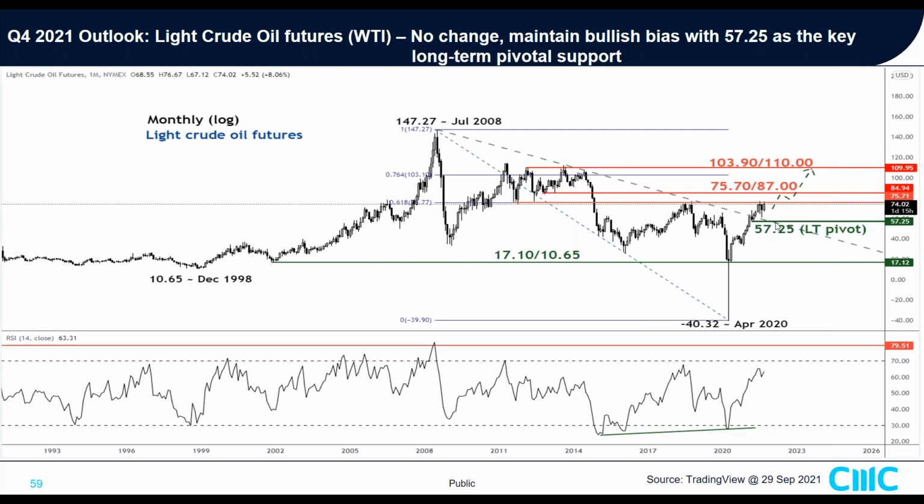But definitely, if you have a weekly close below this level at 57.25, we may start to see a kind of invalidation of this bullish breakout, and it starts to churn down to retest the April 2020 swing low. Okay, which is at 10.65 for WTI.